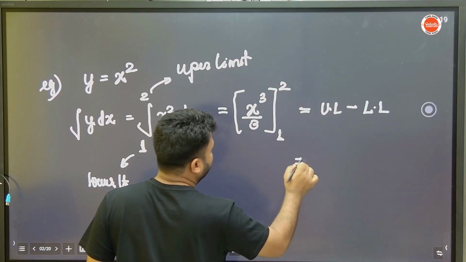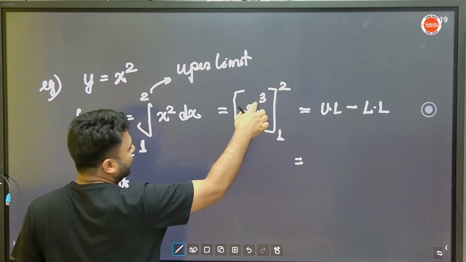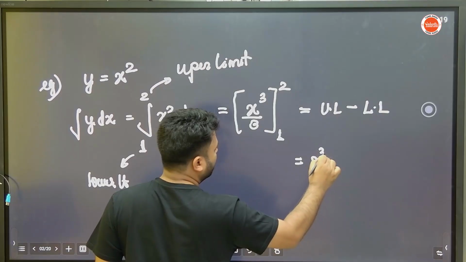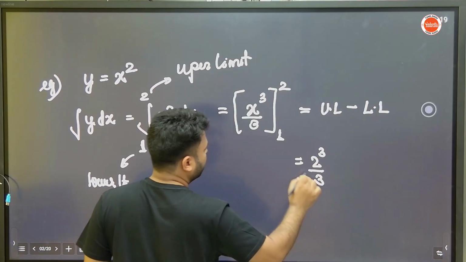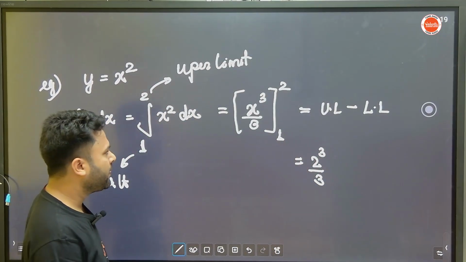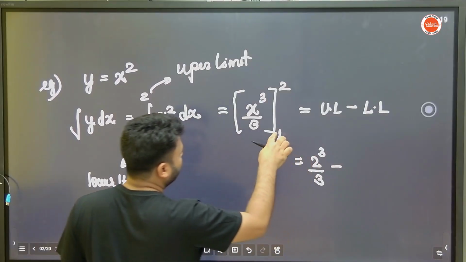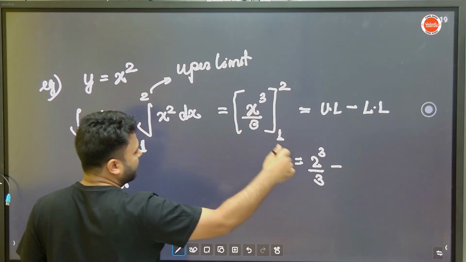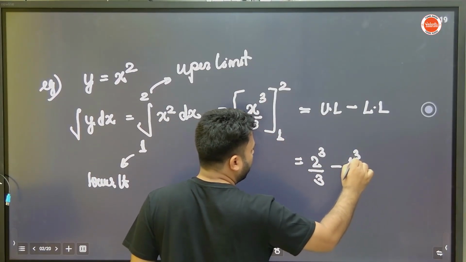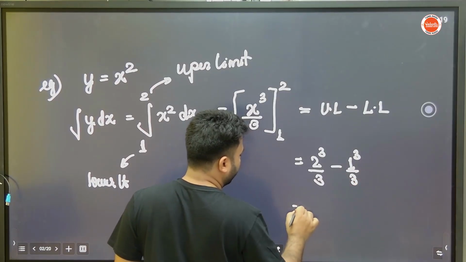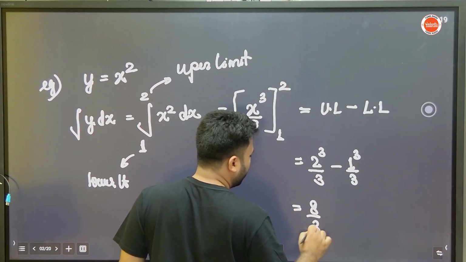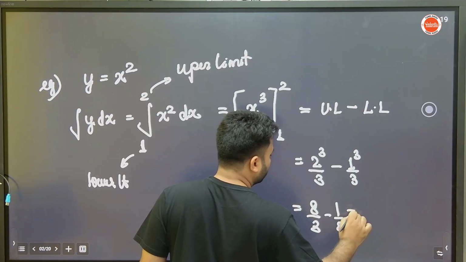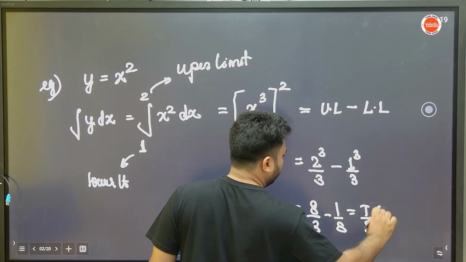So if upper limit I set here in place of x, so 2 cube by 3, we have set upper limit, minus lower limit is 1, you set here 1 cube by 3. So this will be our answer. 8 by 3 minus 1 by 3. So 7 by 3 will be the answer.